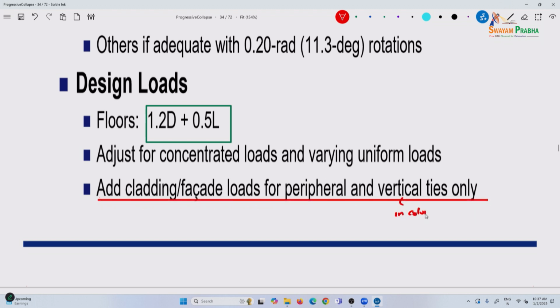This is in columns and this is in slabs. We add any cladding, basically this is a wall, our external wall.